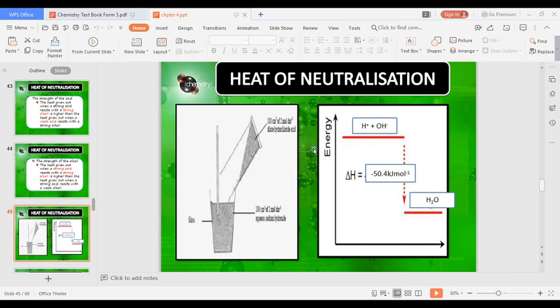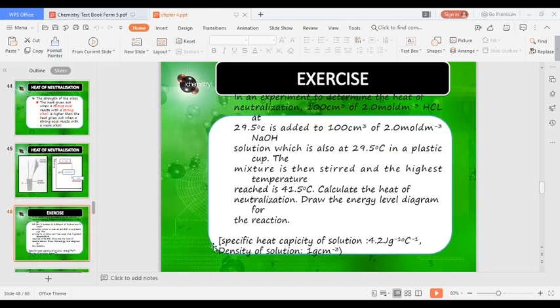Dia tak kata heat change when 1 mole of acid reacts. Dia kata 1 mole of water is produced from the reaction between acid and alkali. So that's why kenapa energy level diagram dia adalah H plus OH minus akan dapat H2O. So kita pergi kepada buku teks.